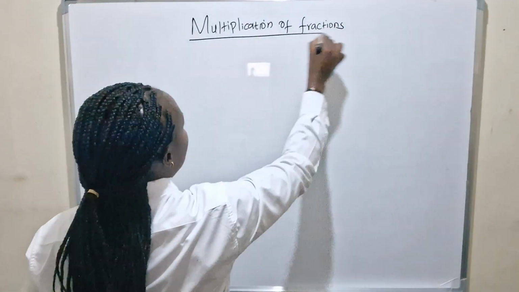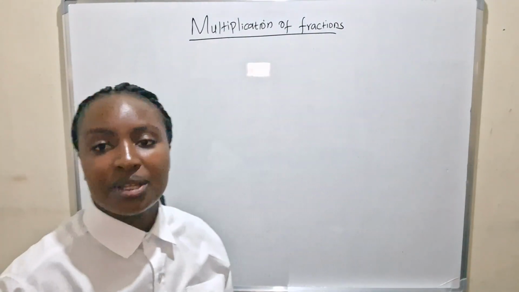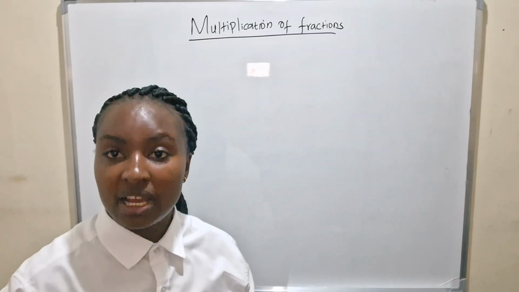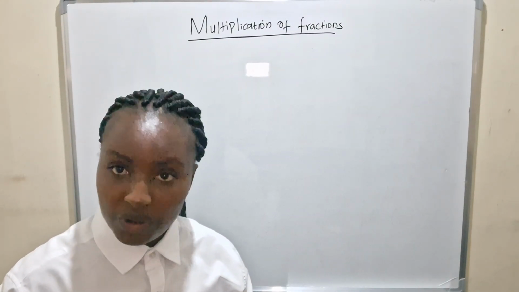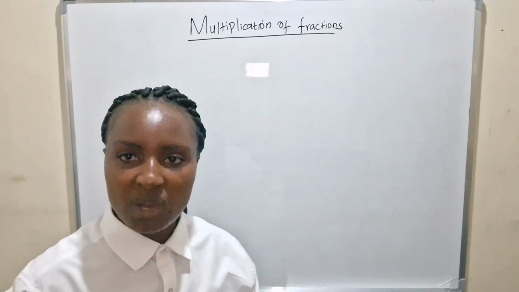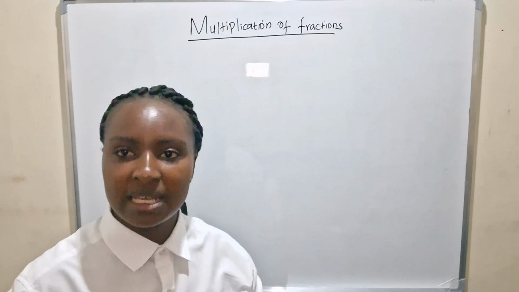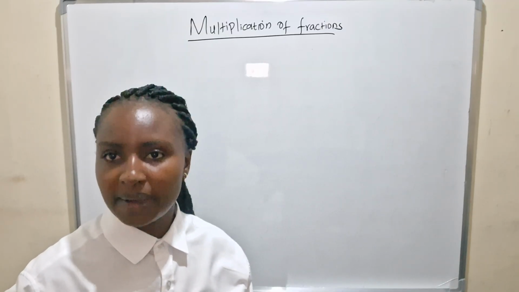For you to understand multiplication of fractions, a topic in grade 7, you should have understood or memorized the multiplication table. Because the only way you can understand, which is a very easy topic, is when you have really grasped the multiplication table. This is grade 4 work.